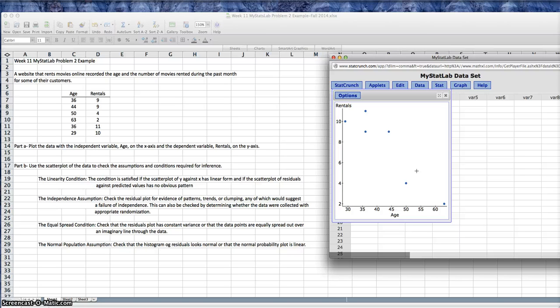Well, that's it. That's problem 2. That's all we had to do. The big part was making our scatter plot and then checking our conditions, which we've done. So there you have it. That's all there is. We're done with week 11 MyStatLab problem 2 example.